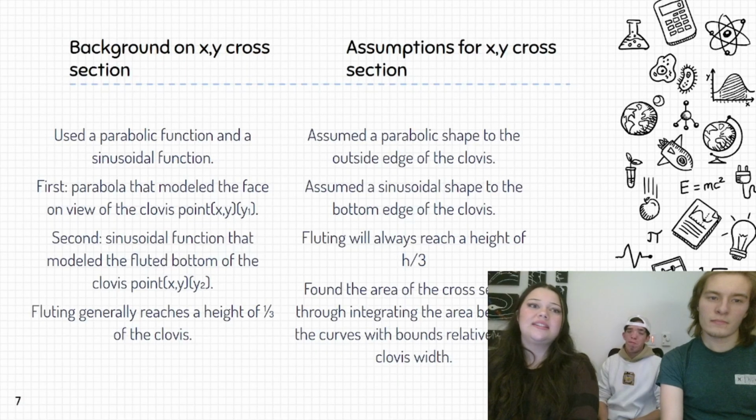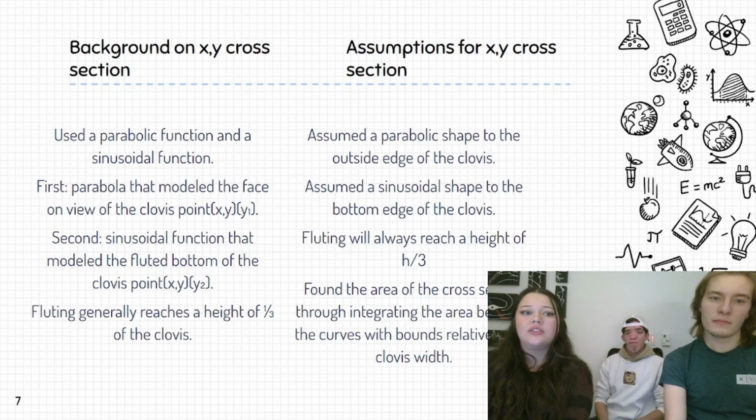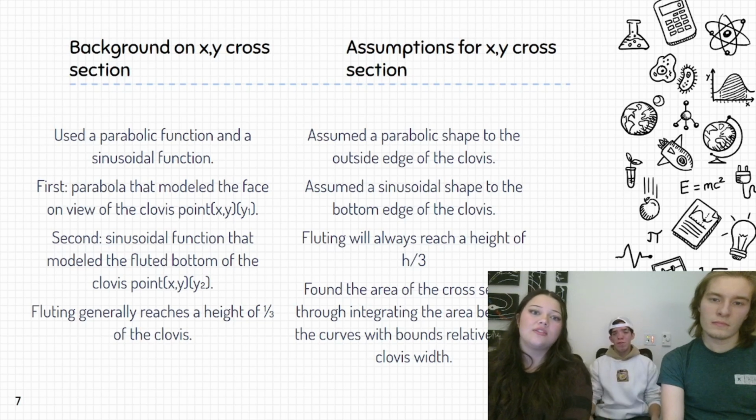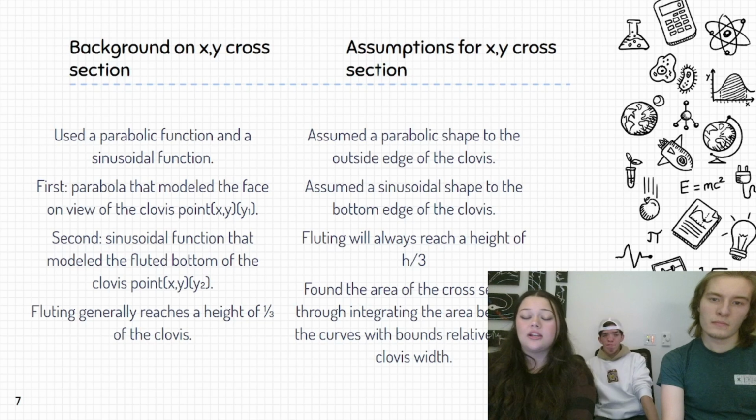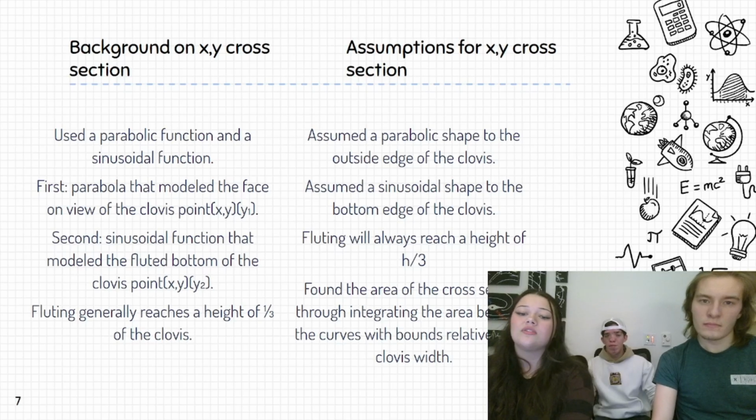So our first equation is going to be the XY cross-section. So we used a parabolic function and a sinusoidal function. The first one, y1, is a parabola that modeled the face on view of the Clovis point, and the second is a sinusoidal function that modeled the fluted bottom of the Clovis point, or y2. Fluting generally reaches a height of 1/3 of the Clovis, and some assumptions we made are we assumed a parabolic shape to be the outside edge of the Clovis. We assumed a sinusoidal shape to be the bottom edge of the Clovis. We assumed fluting will always reach a height of h/3 based on our research, and we found the area of the cross-section through integrating the area between the curves with bounds relative to the Clovis's width.